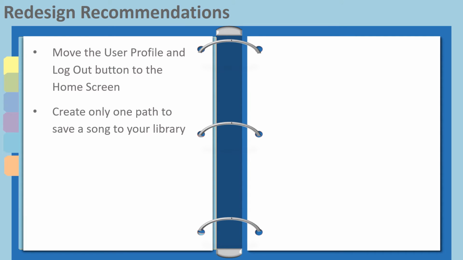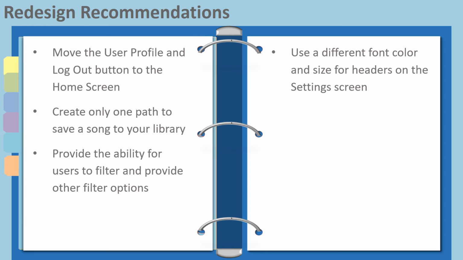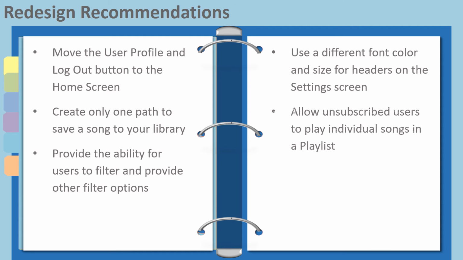Create only one path to save a song to your library. Having multiple paths is confusing. Provide the ability for users to add their own filters and more filter options, such as filtering by number of listeners, chart records, genre, etc. Use a different font color and size for the headers on the settings screen, so they don't look the same as button names. Finally, allow unpaid users to play individual songs in a playlist, instead of restricting them to the shuffle play button.